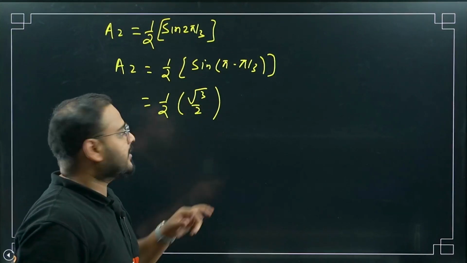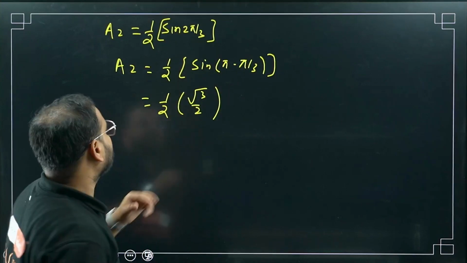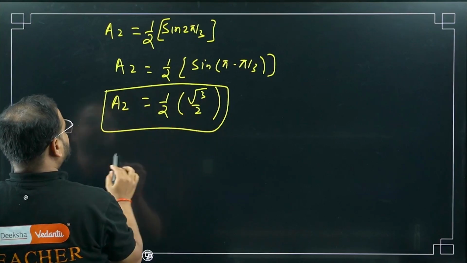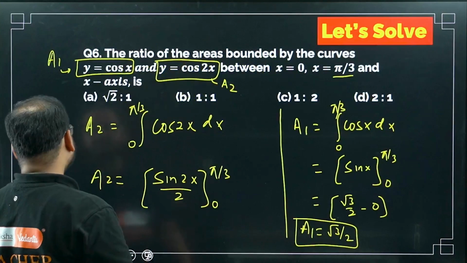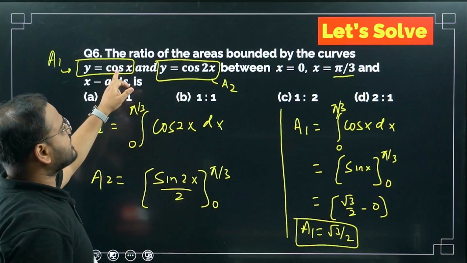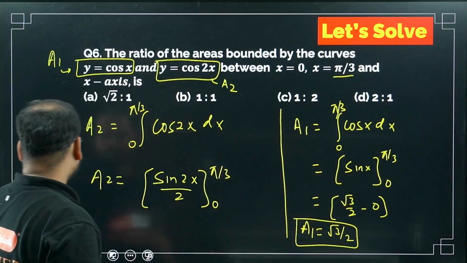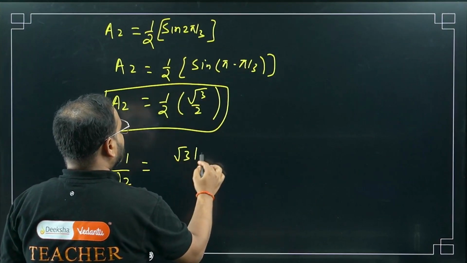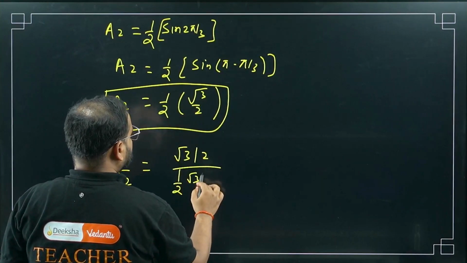Got it, right? Sine pi by 3 is what? Root 3 by 2. Positive because of second quadrant. Okay, this is my A2 value. What are they asking in the question? They are asking A1 by A2. How come A1 by A2? Please check. First given is cos x, so you have to take in that order only. So cos x I have taken as A1, so A1 by A2. What was A1 if you remember? Root 3 by 2 divided by 1 by 2 root 3 by 2.